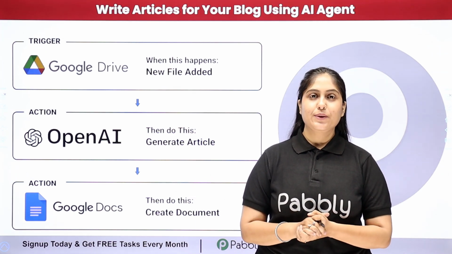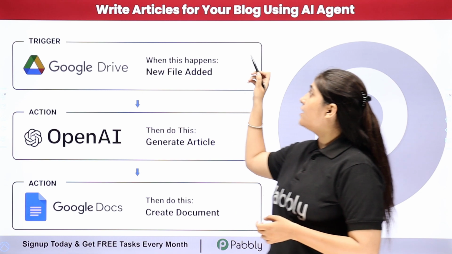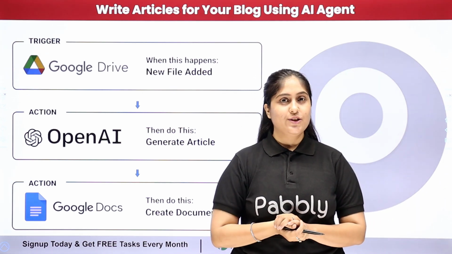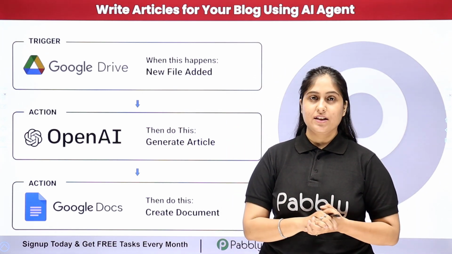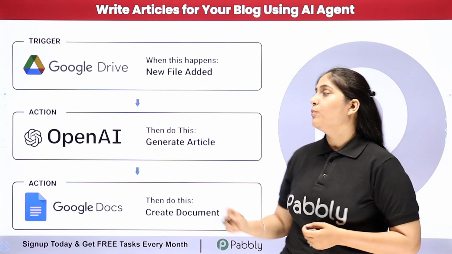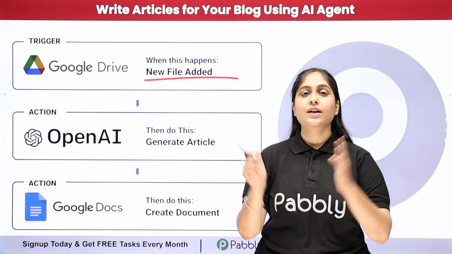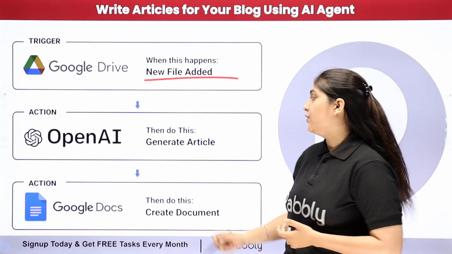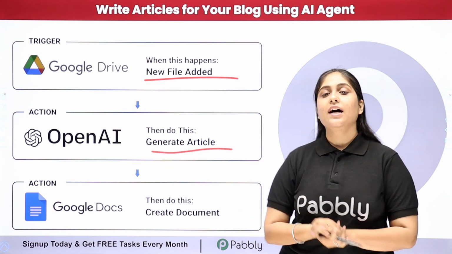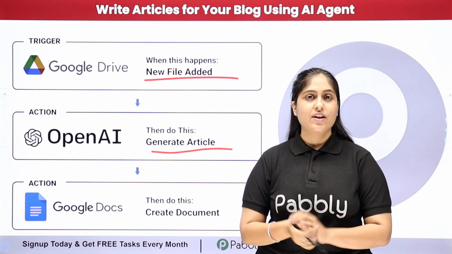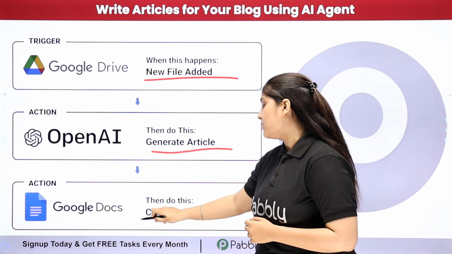In this video, we are going to understand how to write articles for your blog using an AI agent. So here, as a blogger, my objective is that whenever I add my blog post file in my Google Drive under a specific folder, OpenAI should automatically generate the article for it. And after generating the article, that should automatically be saved as a new document in my Google Docs account.